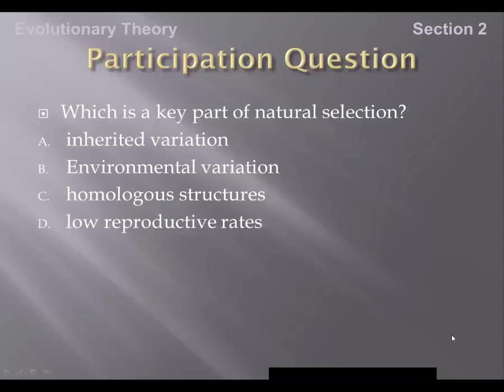So which is the key part of natural selection? Is it A, inherited variation, B, environmental variation, C, homologous structures, or D, low reproductive rates?